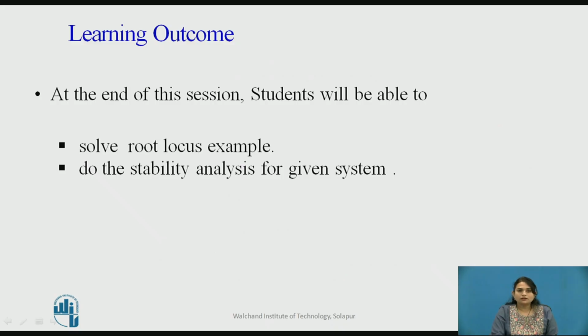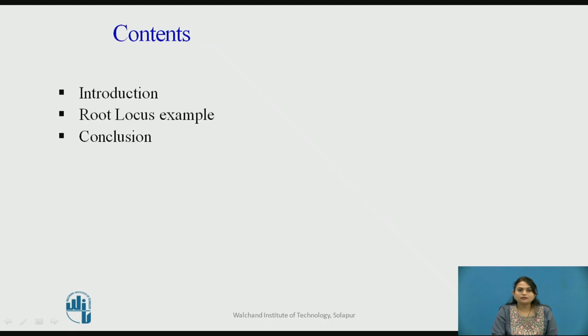Today we are going to see the root locus example. These are the learning outcomes. At the end of this session, students will be able to solve a root locus example and do the stability analysis for the given system. These are the contents: introduction, root locus example, and the conclusion.